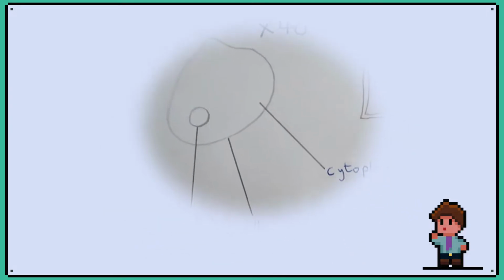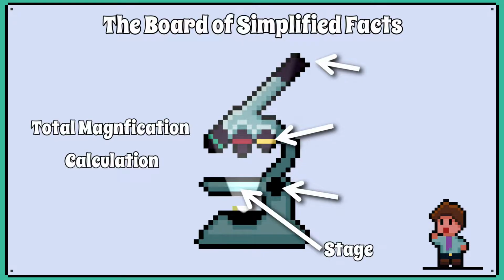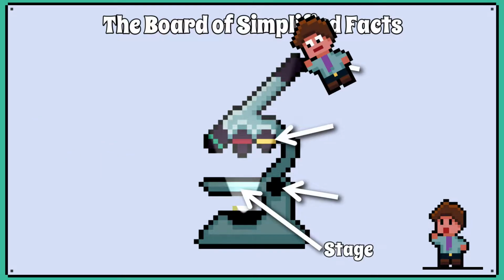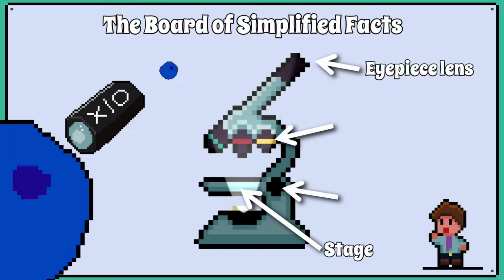In an exam, you might be asked to label a microscope and demonstrate that you know how to calculate the total magnification being used by the light microscope. What you look through is called the eyepiece lens. Normally this can't be changed, and it makes objects appear 10 times larger. We say the eyepiece lens has a magnification of times 10.